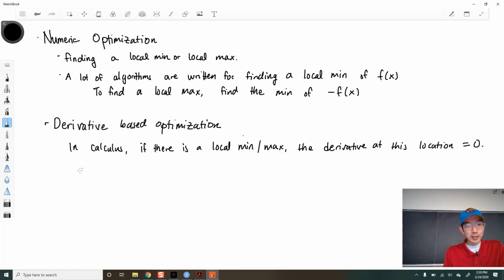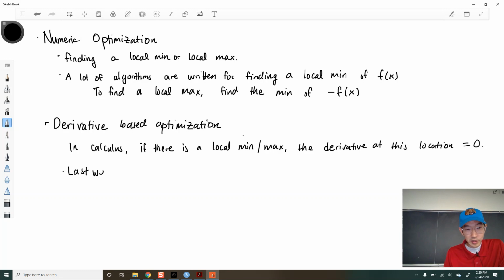Last week we learned all of these root finding methods. Root finding methods help us find where some function is equal to 0. All we have to do is take the derivative of that function and apply a root finding method to it, and then we find out where the derivative is equal to 0, and that's pretty much it. So conceptually, very, very simple.